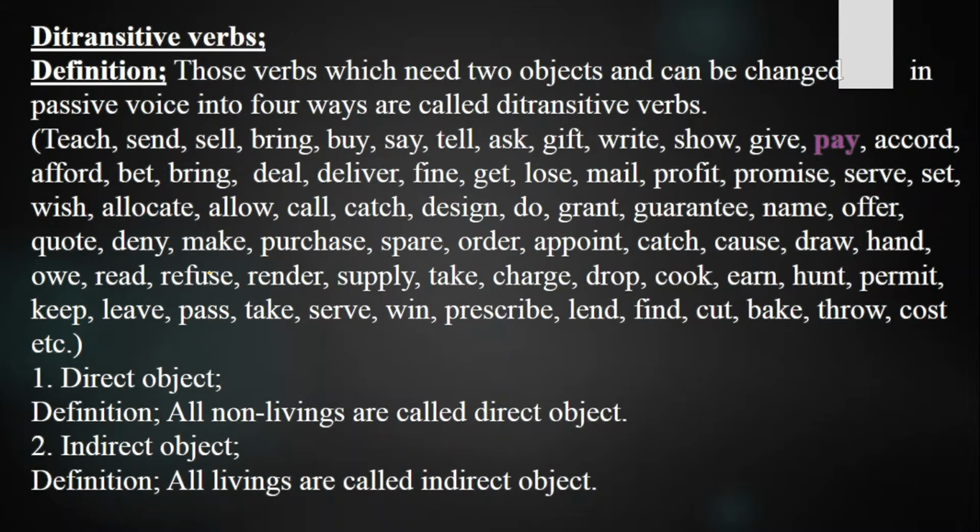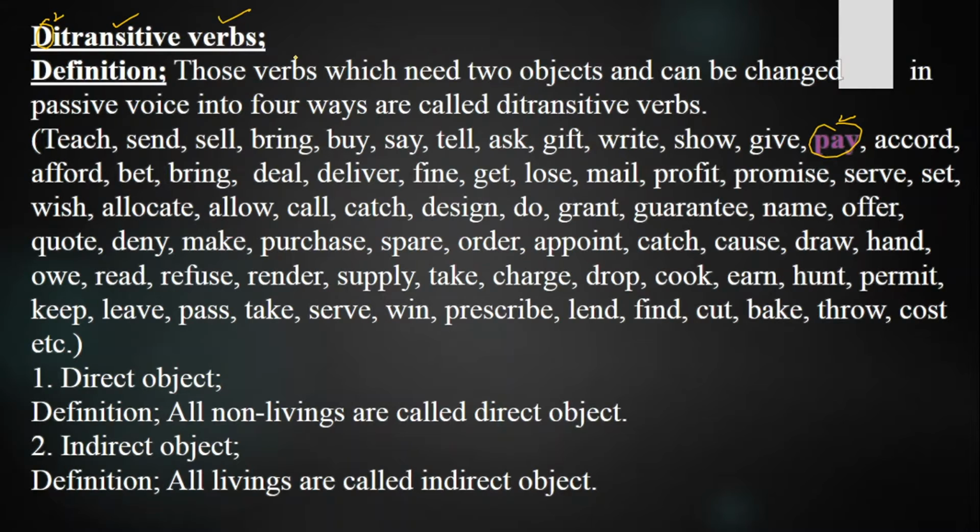Today we have got the ditransitive verb pay from active voice into passive voice, how we are going to change it. Now, before starting the topic, the ditransitive verb pay, we will discuss the definition of ditransitive verbs. You can also pronounce it detransitive verbs. Di means two, and transitive, which can be changed from active voice into passive voice.